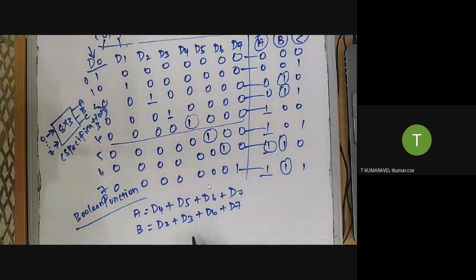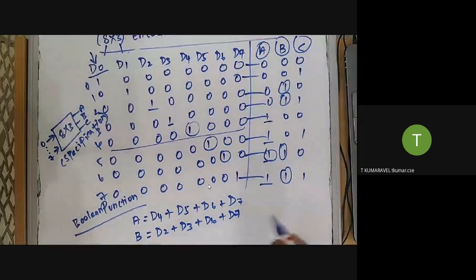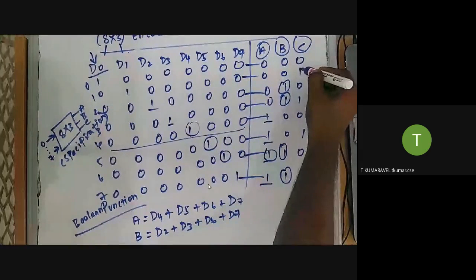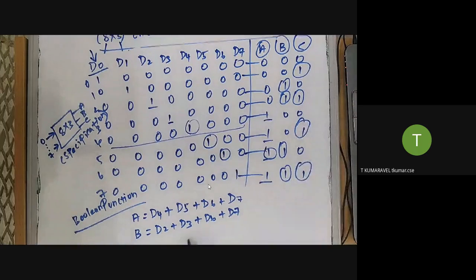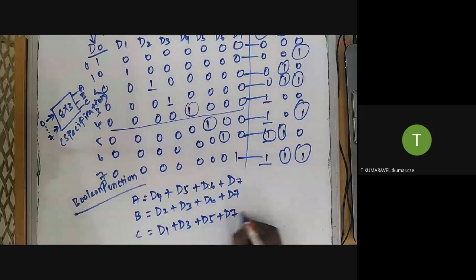What about the last output? The last output is C. Consider the output and find the places where it equals 1. These are the places where the output equals 1. You take the respective input combinations, and this is the answer: D1, D3, D5, and D7. Now we have got the Boolean expressions.